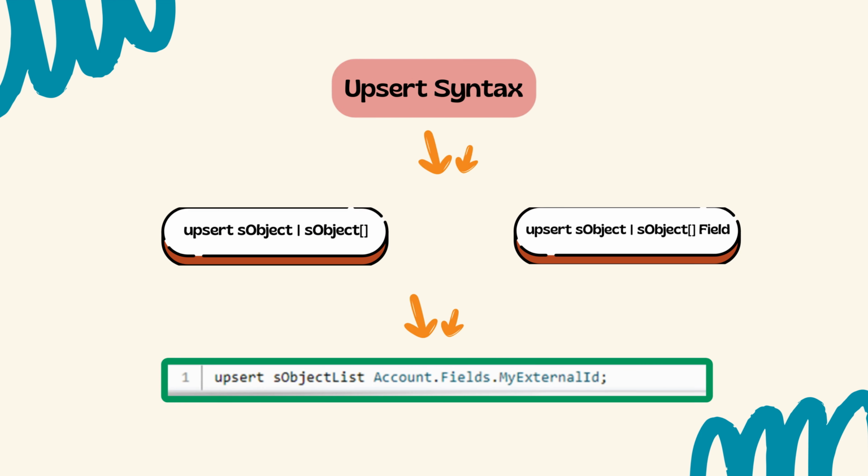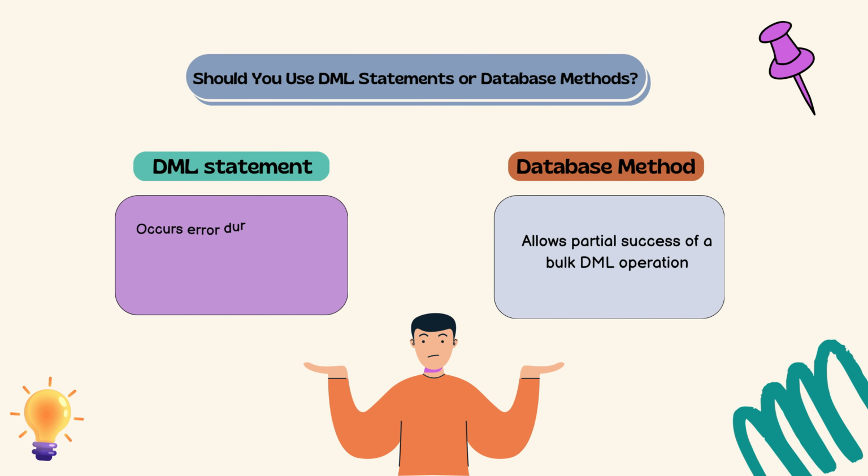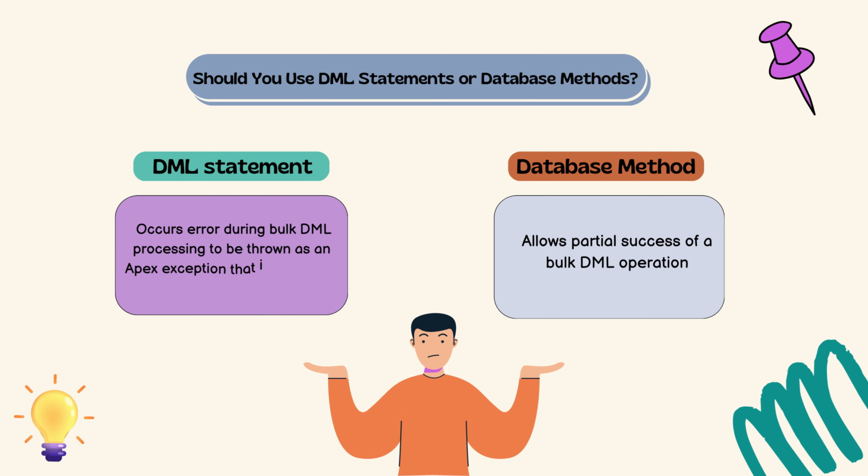If a DML operation fails, it returns a DML exception. You can catch these exceptions to handle error conditions. But Salesforce also offers database methods, providing an alternative approach with the option for partial success. When deciding between DML statements and database methods, consider your error handling strategy. Use DML statements if you want errors to interrupt control flow immediately. Opt for database methods if you prefer allowing partial success and handling errors later.